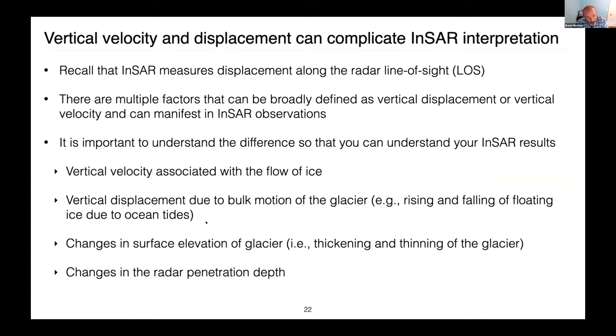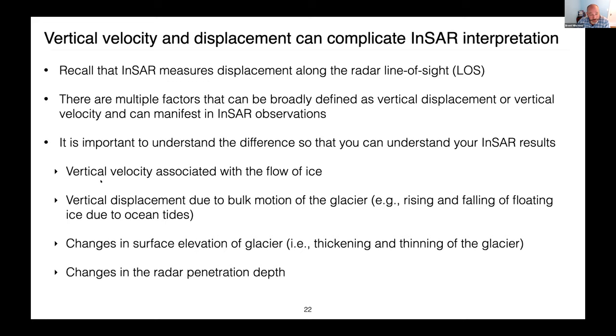You'll recall, and I'm sure you've figured out by now, InSAR measures the displacement along the radar line of sight, right? And so there are multiple factors that can be broadly defined as vertical displacement or vertical velocity that can then manifest in InSAR observations as line of sight displacement. So it's important to understand the differences between these things that we may consider to be vertical displacement so that you can sort out what the main contribution is in these areas, and correct your data as you need to in order to do the studies that you want to do.